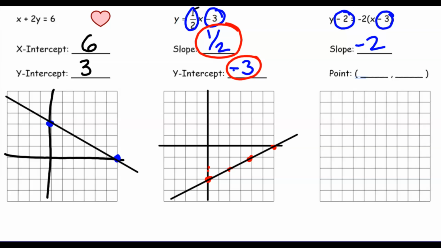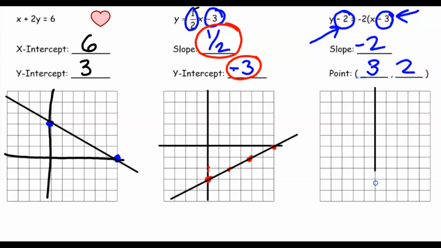Now the trick is that the formula is y minus the y coordinate, and x minus the x coordinate. So I always just say take whatever numbers are given to you and take the opposite. So the opposite of -3 is 3. The opposite of -2 is 2. So this line passes through the point 3, 2 with a slope of -2.